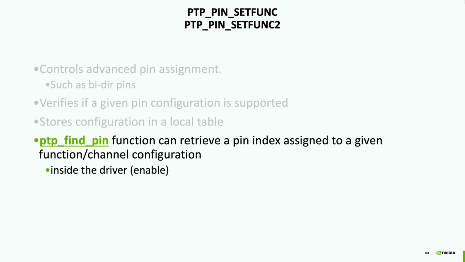But there is a PTP find pin function that can retrieve it. If you implement this magical do-everything enable function, you can find which pin was assigned to it by using PTP find pin. So if you need to reconfigure something in your device to enable this direction of pin, you can find which pin was assigned to the functionality that the enable function is trying to enable.